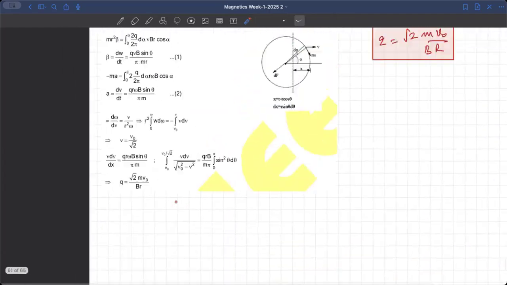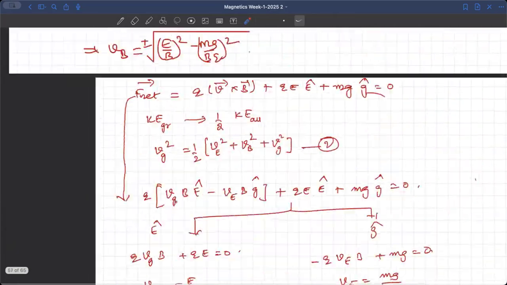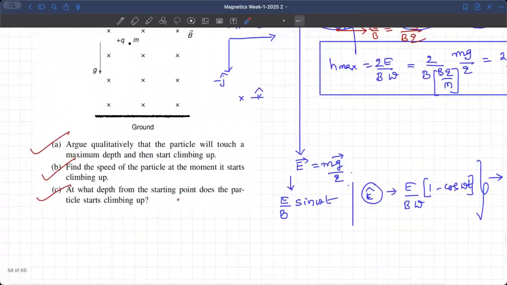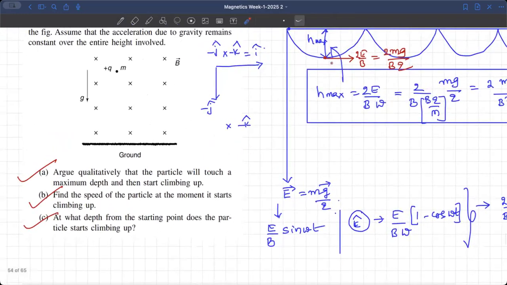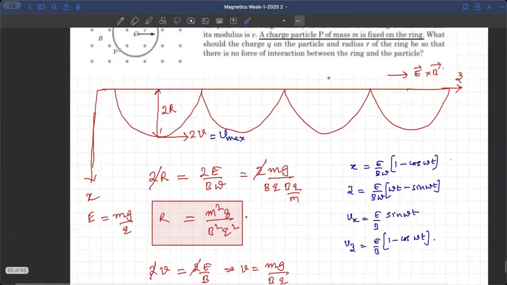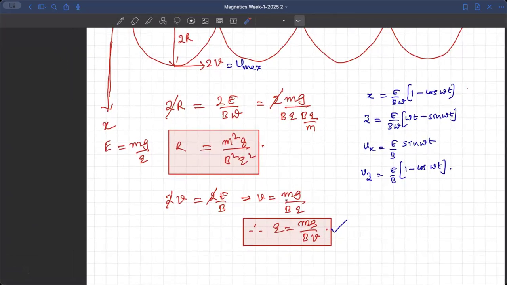Don't forget, we just discussed the same question here. You can see that. This 2E by B is the maximum velocity. If the same 2E by B exists here, then v is mg by bq. If q satisfies this condition, it is possible.